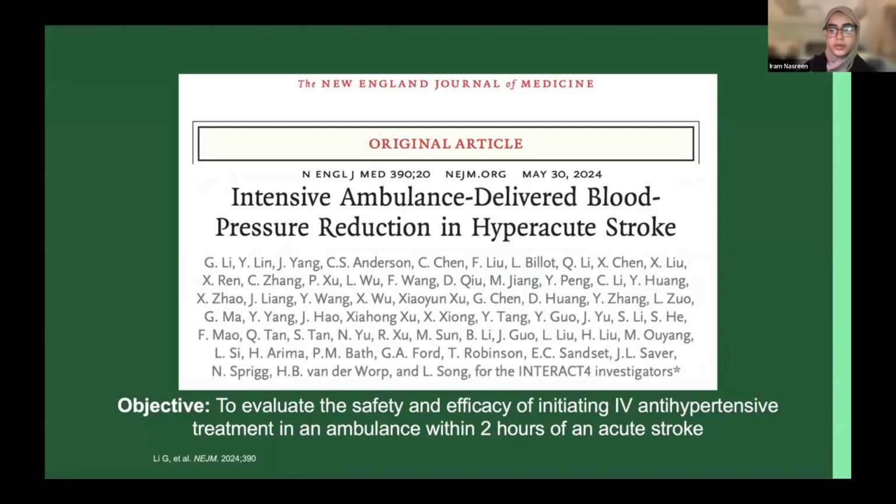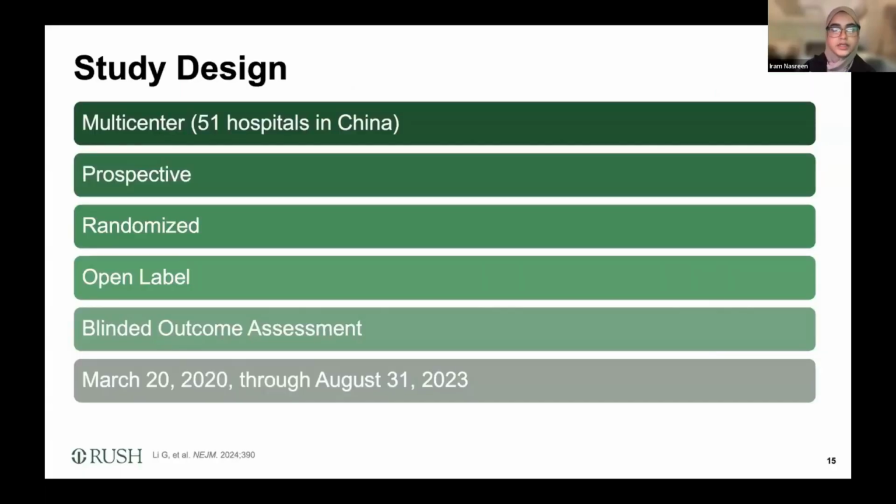And the objective of this trial was to evaluate the safety and efficacy of initiating IV antihypertensive treatment in an ambulance within 2 hours of acute stroke. For the study design, this was a multi-center trial that was done in 51 different hospitals in China.